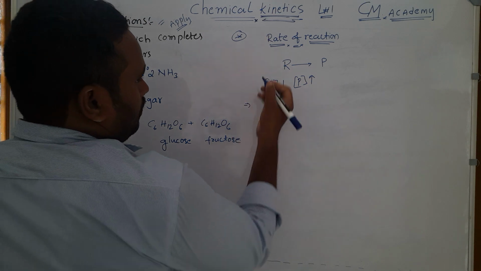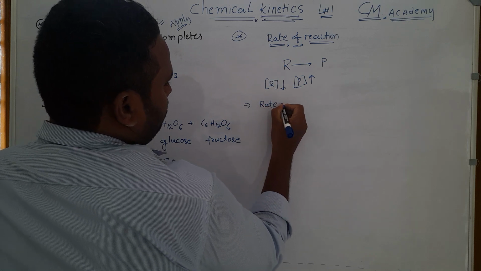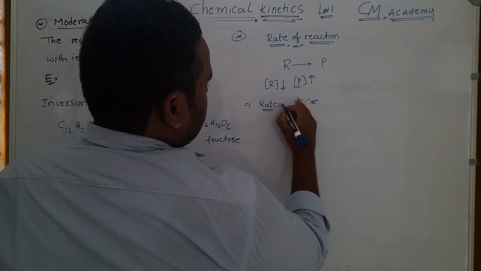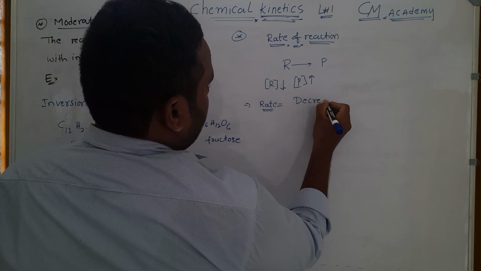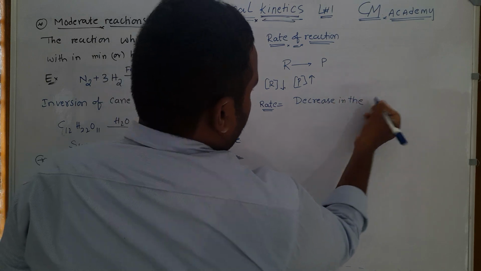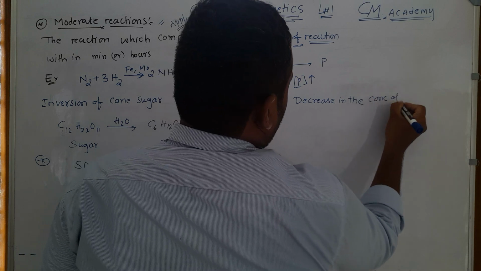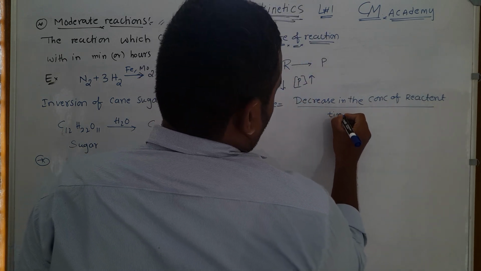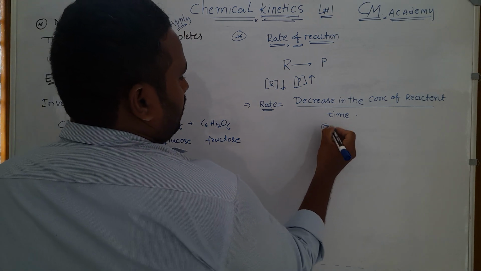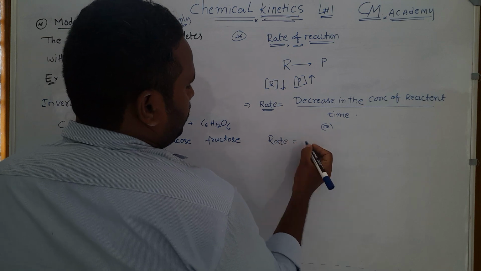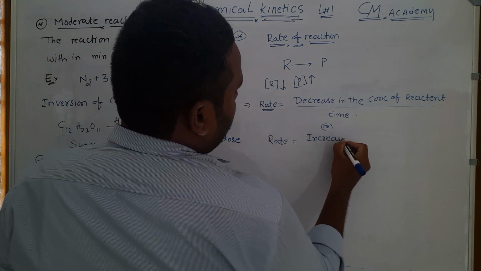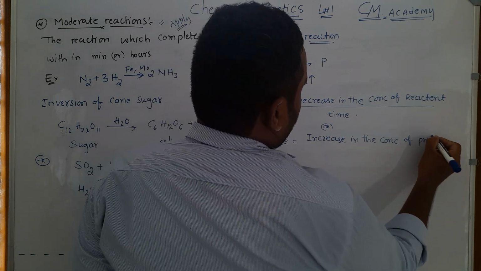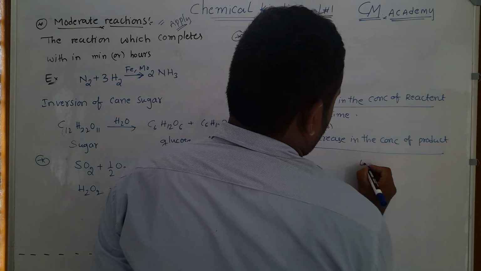So what is the rate of reaction? Rate is equal to decrease in the concentration of reactant by time, or we can write rate is equal to increase in the concentration of product by time.